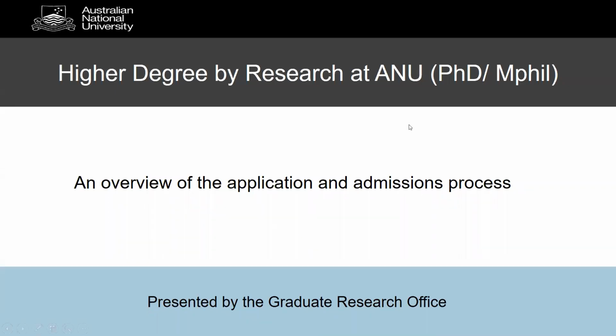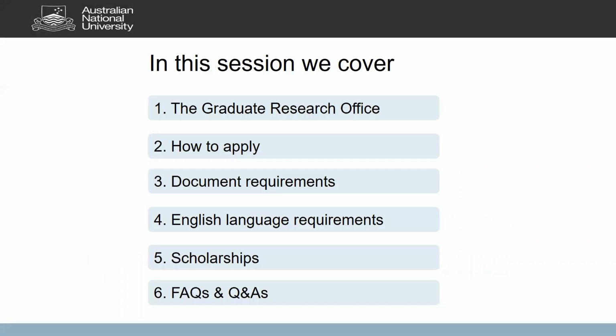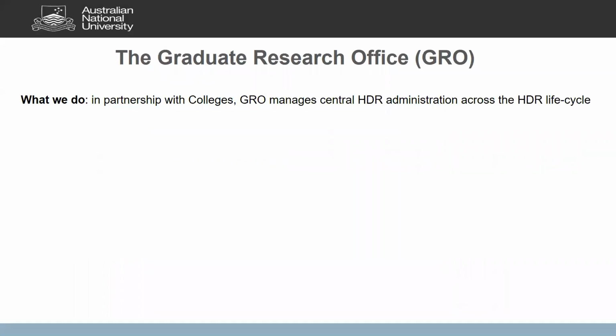Higher degree by research at ANU. This is an overview of the application and admissions process for PhD and MPhil applicants, presented by the Graduate Research Office. In this session, we cover the Graduate Research Office, how to apply, document requirements, English language requirements, scholarships, and FAQs.